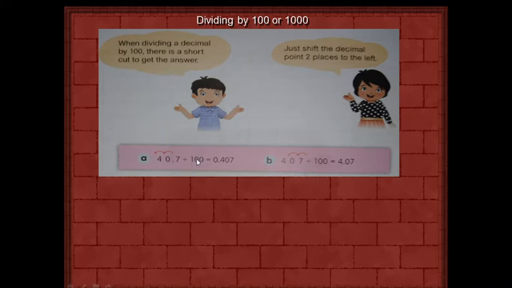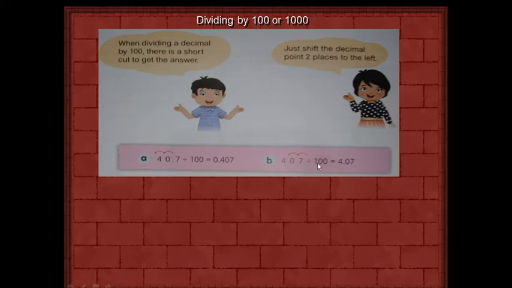Since 100 has two zeros, the decimal point moves to the left two times. 1, 2. So the decimal point is before the number 4. So the answer is 0.407.